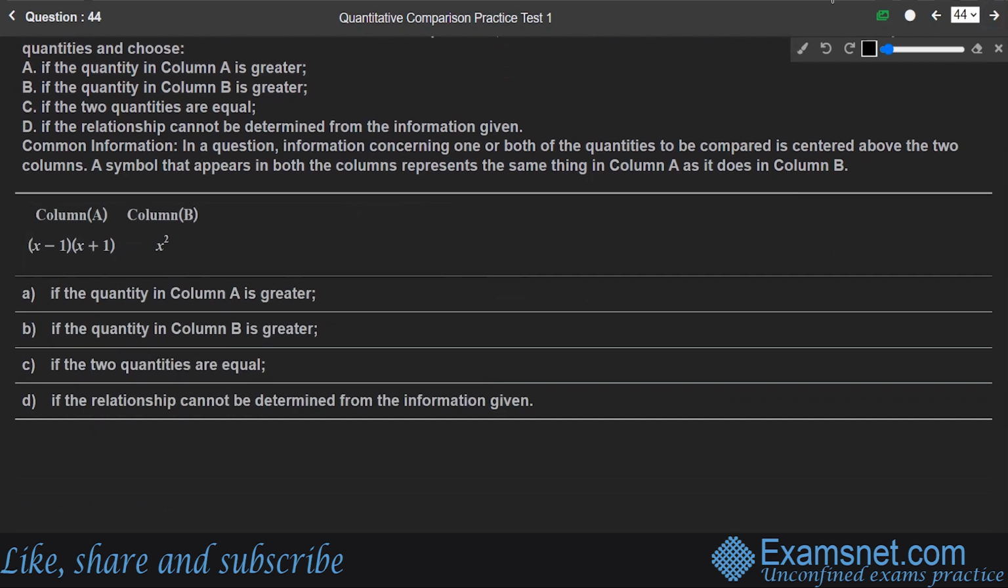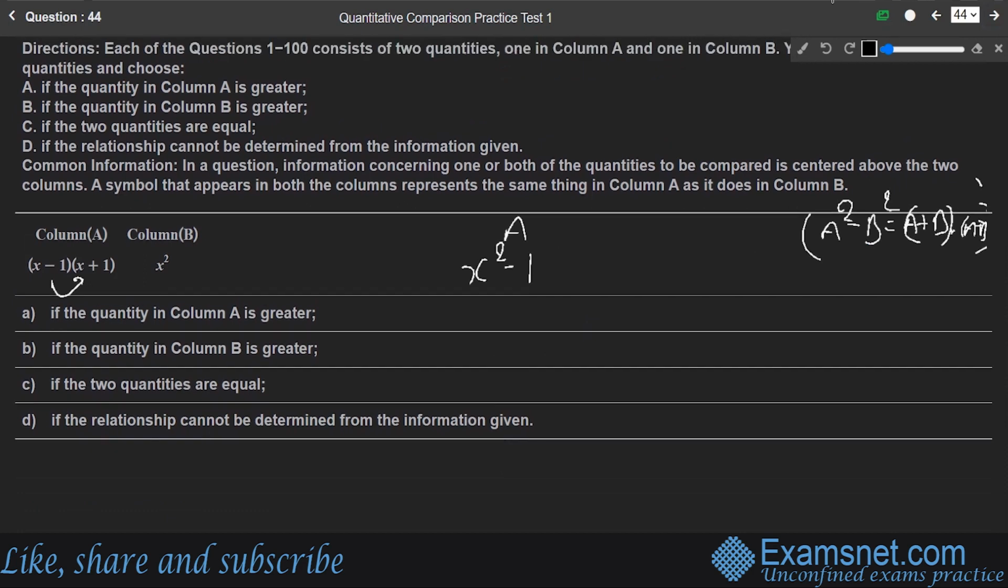Now the question says column A has a value of x minus 1 times x plus 1. The formula is a square minus b square equals a plus b multiplied by a minus b. Using this formula, we can write that x plus 1 times x minus 1 is equal to x square minus 1. Column B has a value of x square.